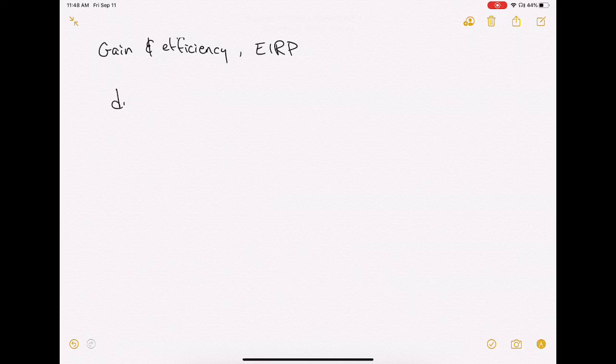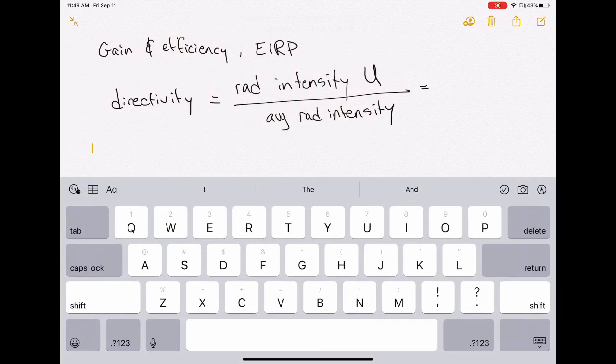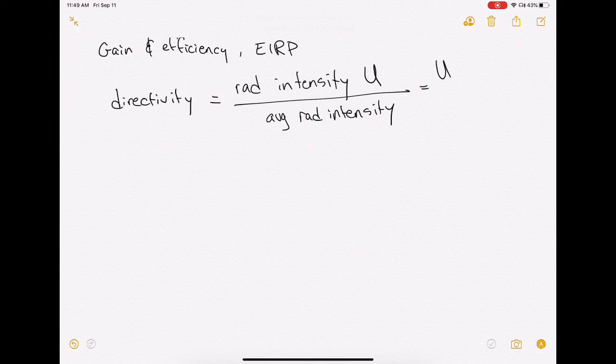Previously, we talked about directivity, which was defined as the radiation intensity, big U, of your antenna divided by its average radiation intensity. Okay, so if I were to write it in its mathematical symbols, it would look like U as a function of angle divided by U average.